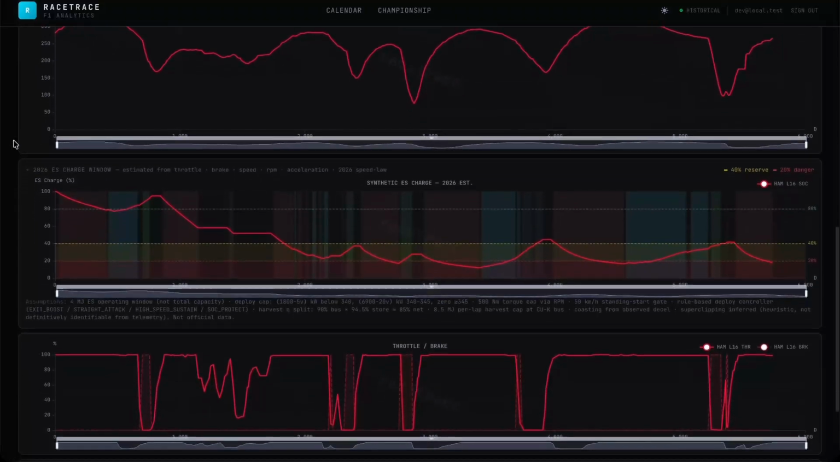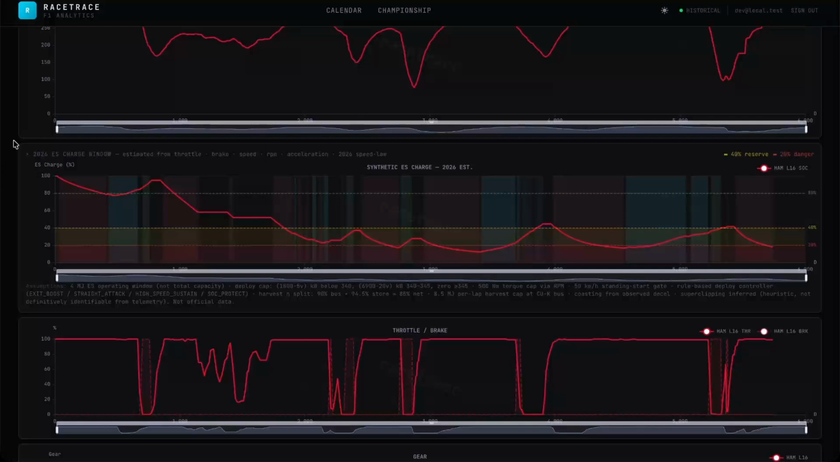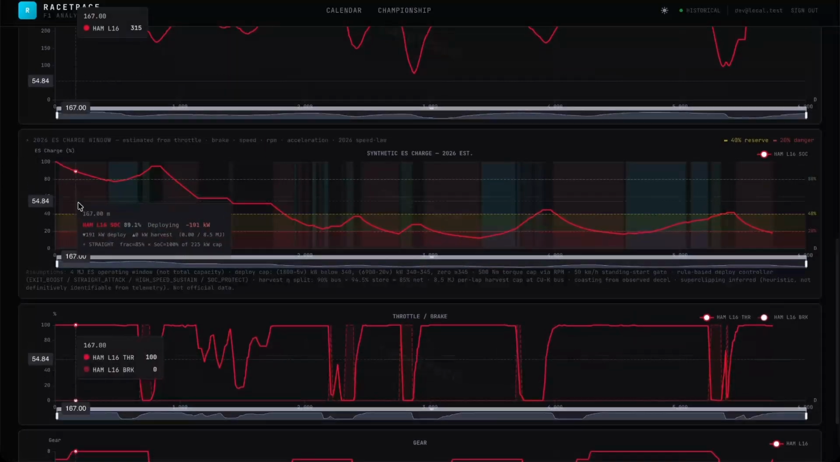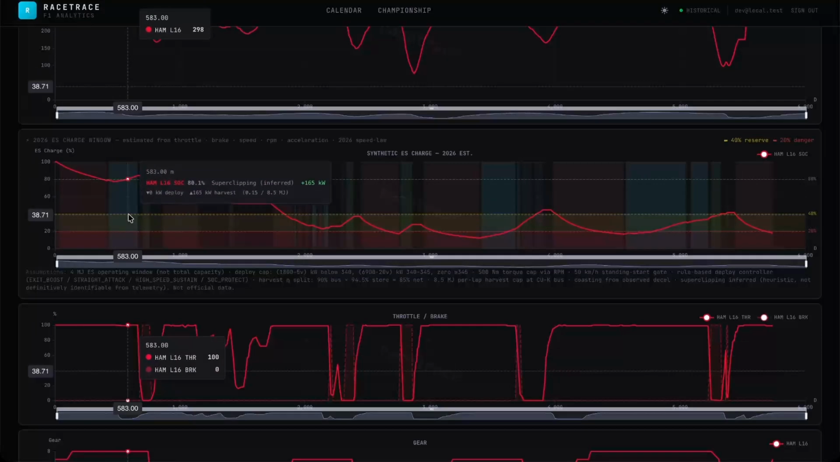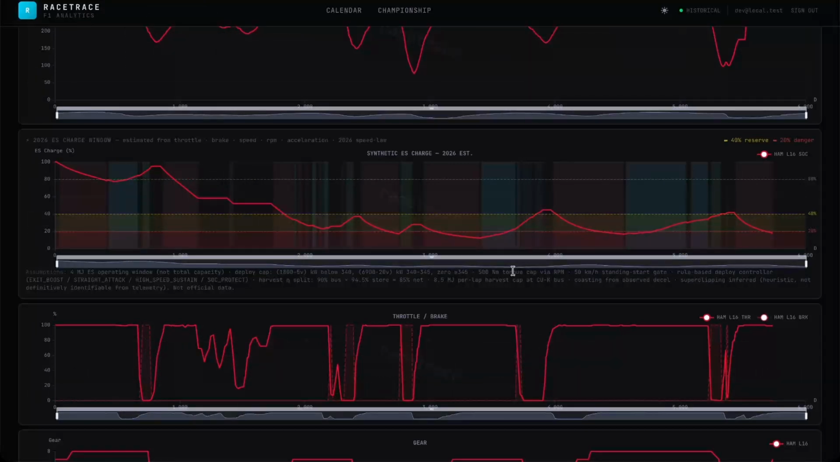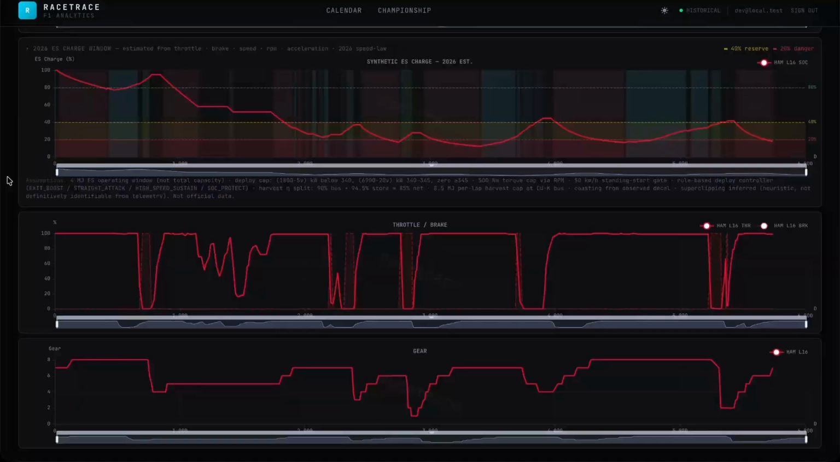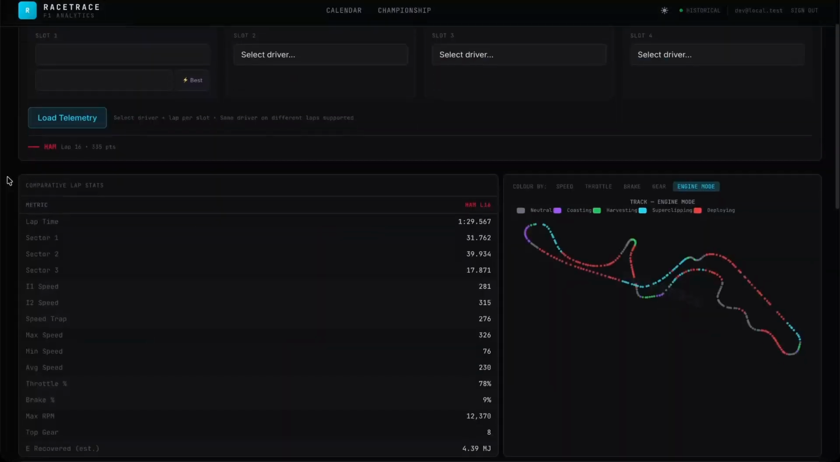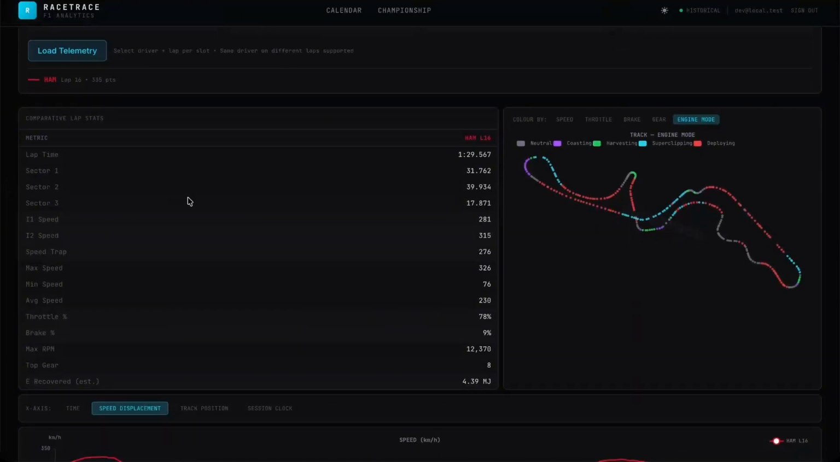Also, we try to estimate some sort of state of charge of the battery as well as the driving modes from before. The state of charge mode, again, it's deploying, it's super clipping, it's harvesting, or it's coasting. And the battery state of charge is an estimate, again, based on physics. This is proprietary to Racetrace, but it is still just an estimate. We can also look at throttle over brake, and also we can look at gear. These all feed into the telemetry map that we showed earlier.